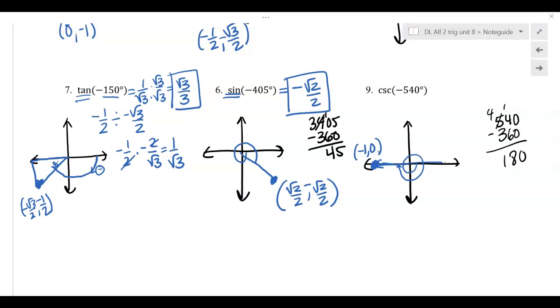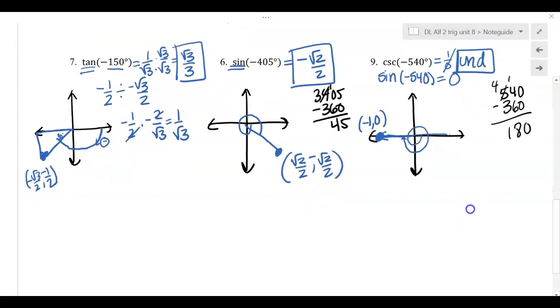So I don't actually want to calculate cosecant at first. My head is going to think about sine because those are reciprocals. So I'm first going to look at what the sine of negative 540 is. So at this position on the unit circle, sine is equal to the y coordinate, which is 0. The cosecant would be the reciprocal of that, which is in this case undefined.